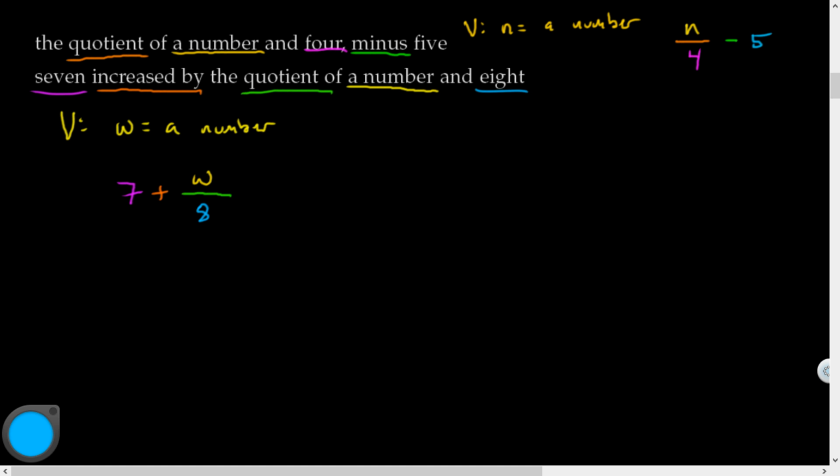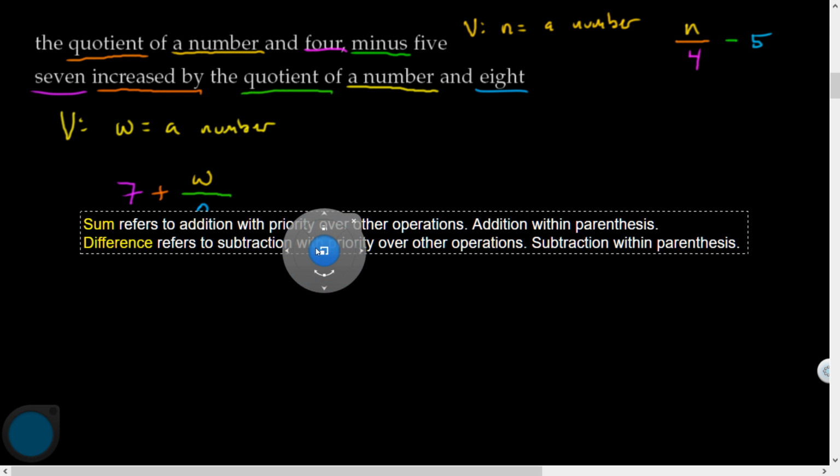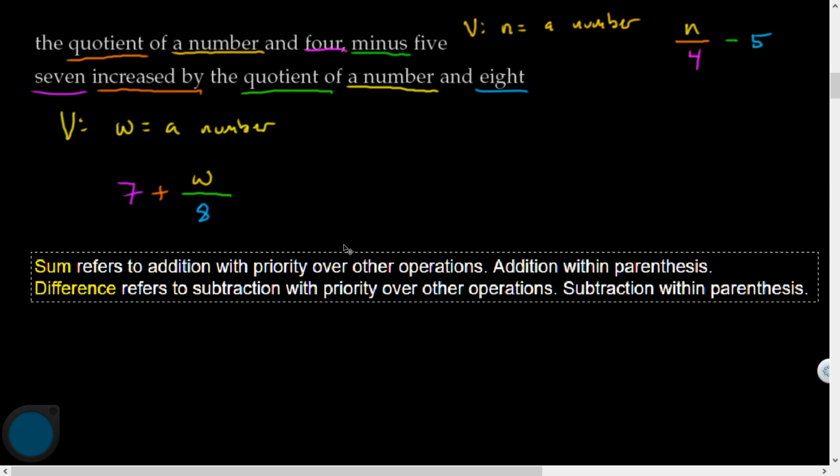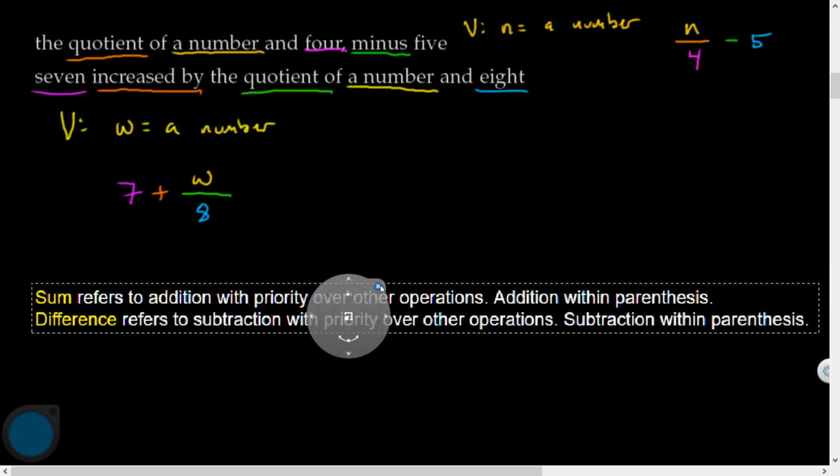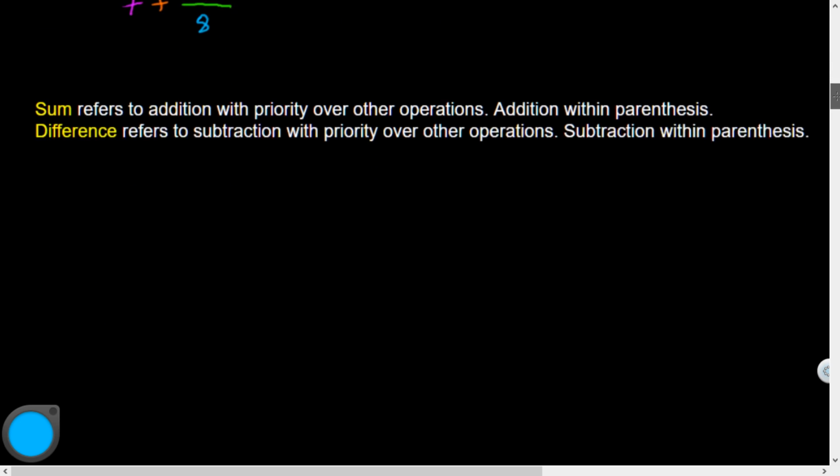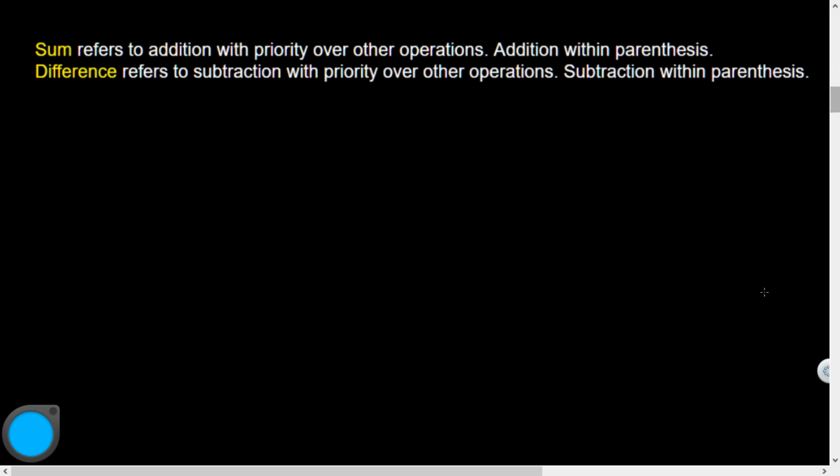I want to give you guys 2 new phrases. One of them we've already heard, and it hasn't mattered. But these can be and will be significant when we're dealing with translating. So here's 2 new words: sum and difference. We've already heard the word difference. Difference we knew meant subtraction.